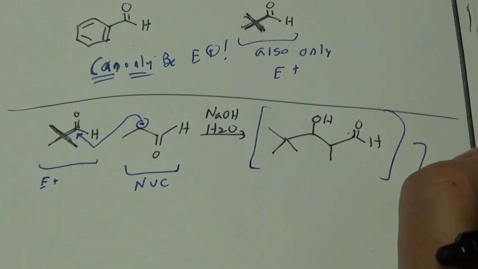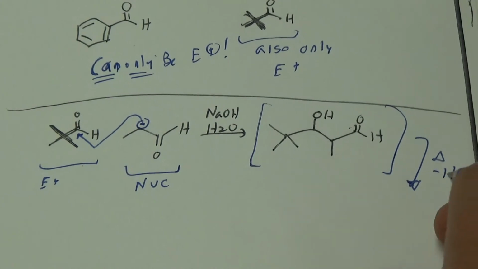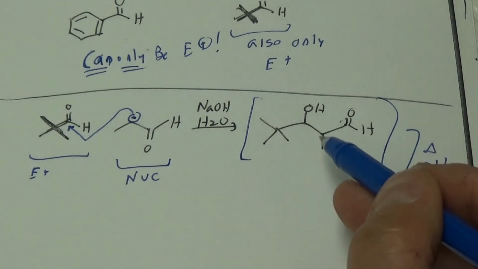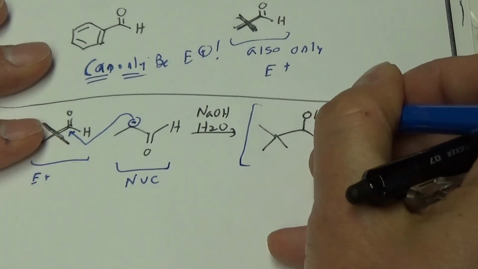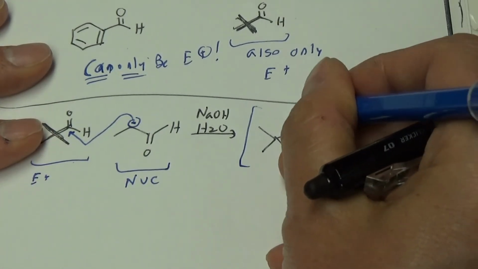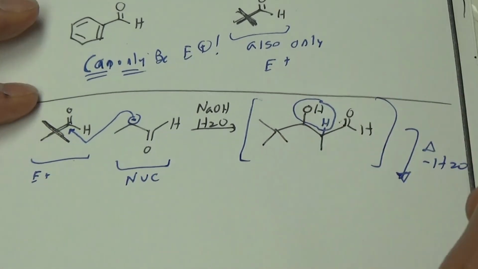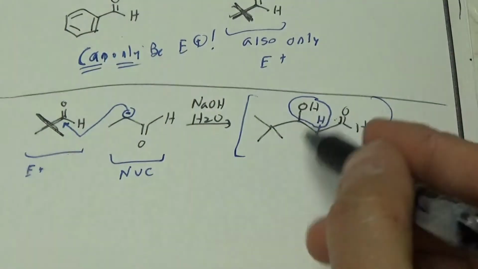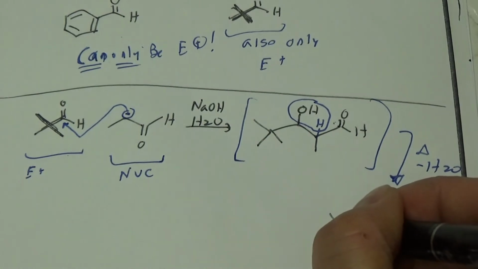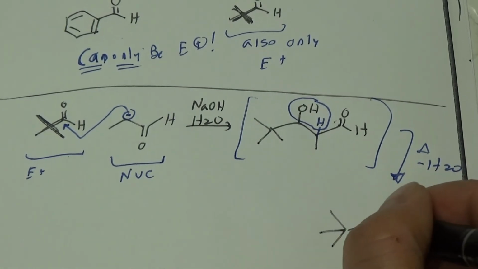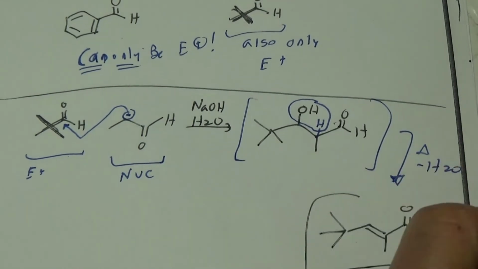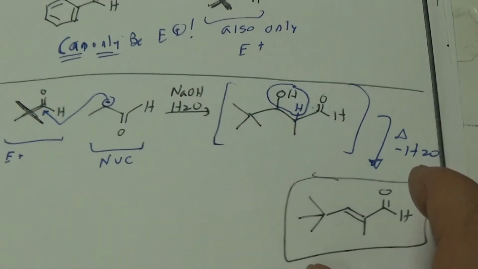And what's the product? With heat, lots of water, it'll form an alkene between these two positions. And I'll do our little memory aid. So there's the water that's going away, and the product is this. Very nice, right? So that's the nice product.